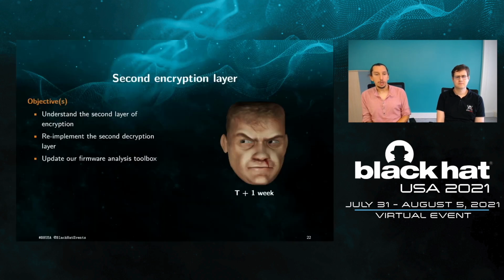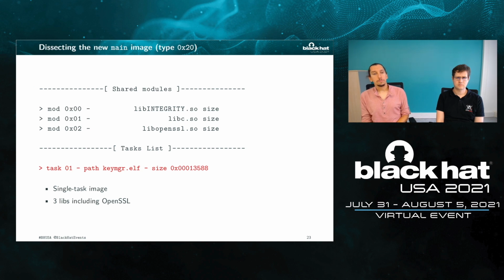So quite quickly we come to the conclusion that there is a second encryption layer, and again our objective will be to extract the encryption key and hopefully re-implement all the stuff in our firmware analysis toolbox. So if we dissect a little the new very small userland image that we find in the new firmware, we observe that it only embeds 3 shared modules, 3 libraries. The first one is lib integrity, so basically the interface with the operating system. We have the libc and libopenssl, so you can guess, we will have cryptography involved.